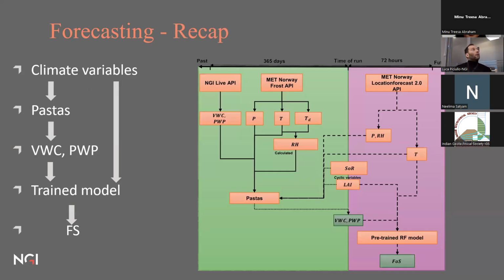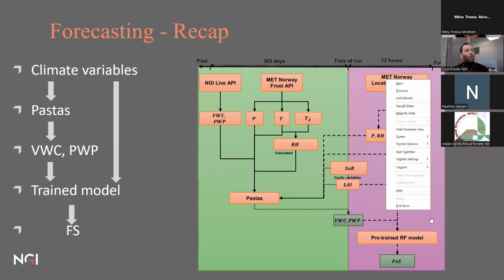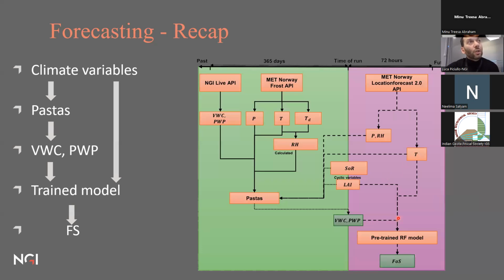So now finally, how we are doing things. Let's imagine that this is the time of the run when we do the analysis. This is now. We get all the past data: from NGI, live, we get volumetric water content and water pressure. Then from the Norwegian Meteorological Office we have precipitation and temperature, and we calculate relative humidity. We put these things into Pastas and we predict for the next 3 days the volumetric water content and pore water pressure, which will be used in the pre-trained random forest model.